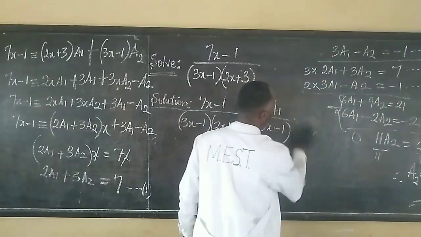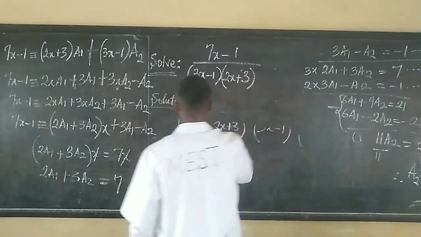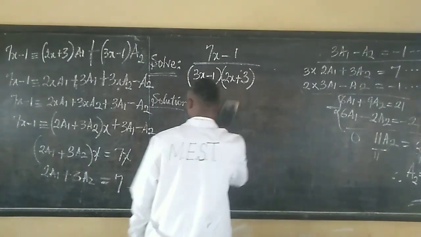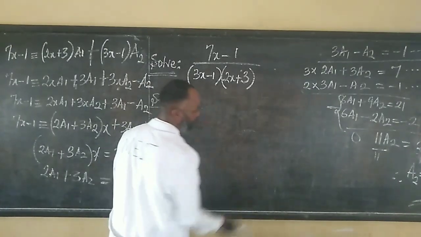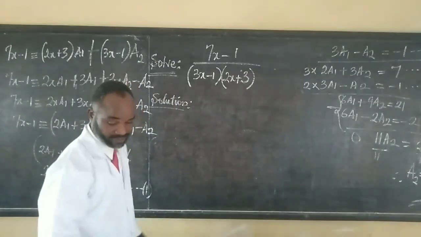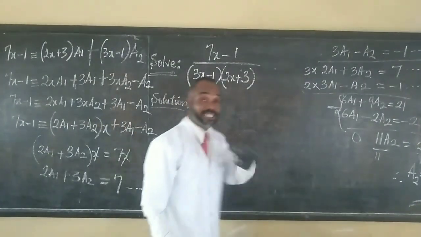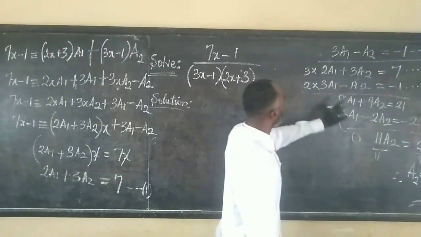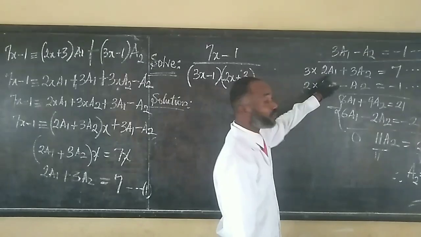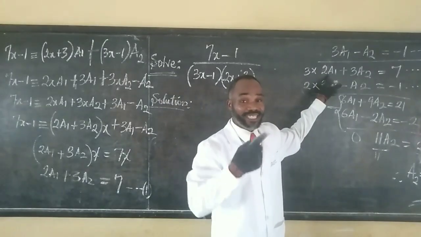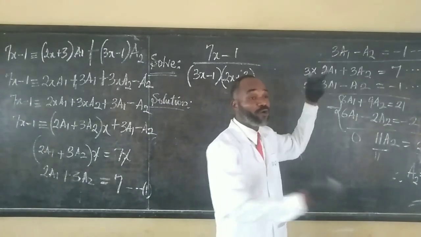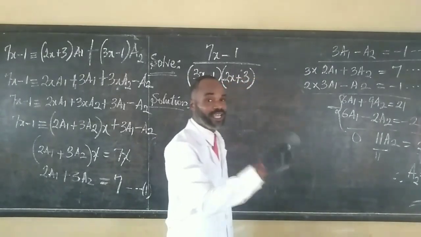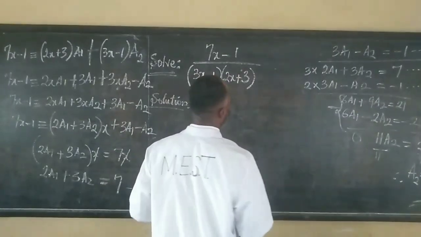Let's see how we are going to eliminate a2 to be able to find the value of a1. We have successfully found the value of a2. Now let's find the value of a1 because it was eliminated in the first place. We are now reintroducing it by finding its value and eliminating a2.